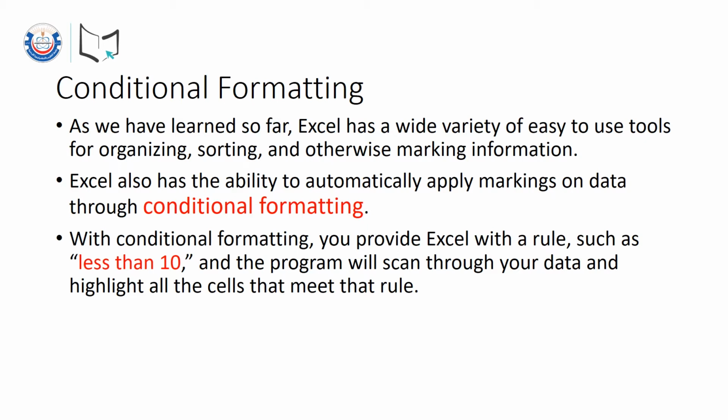With conditional formatting, you provide Excel with a rule, such as, for example, less than 10, and the program will scan through your data and automatically highlight all the cells that meet that rule.